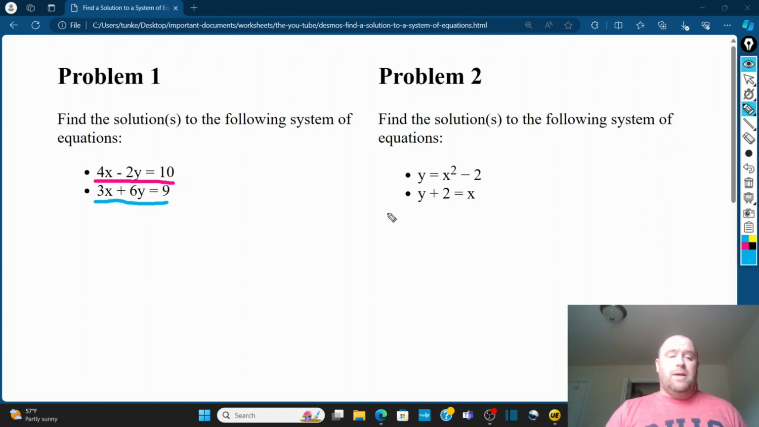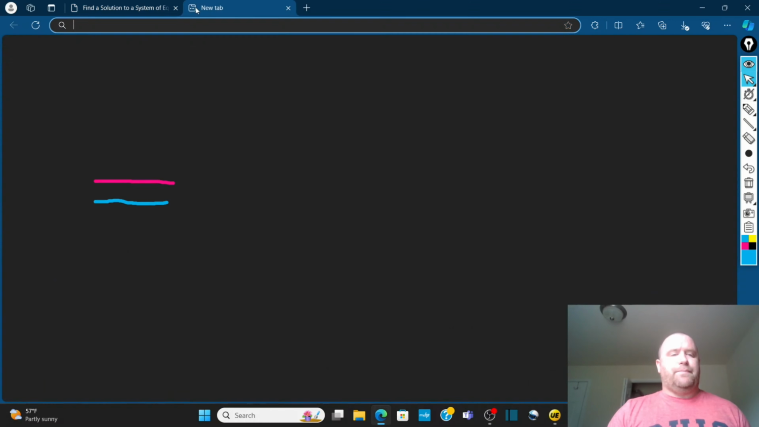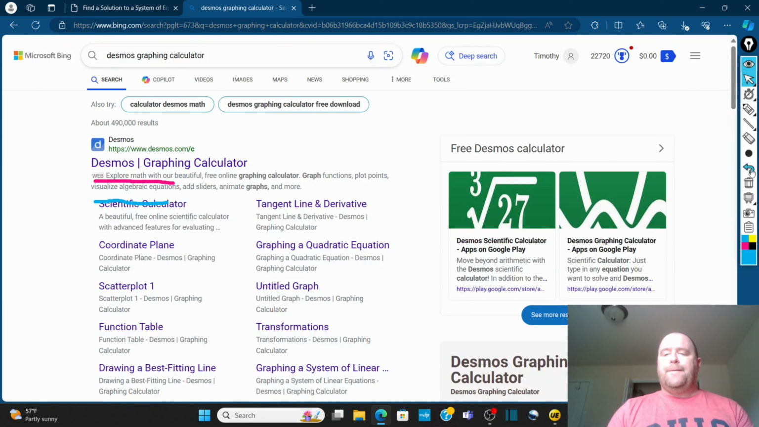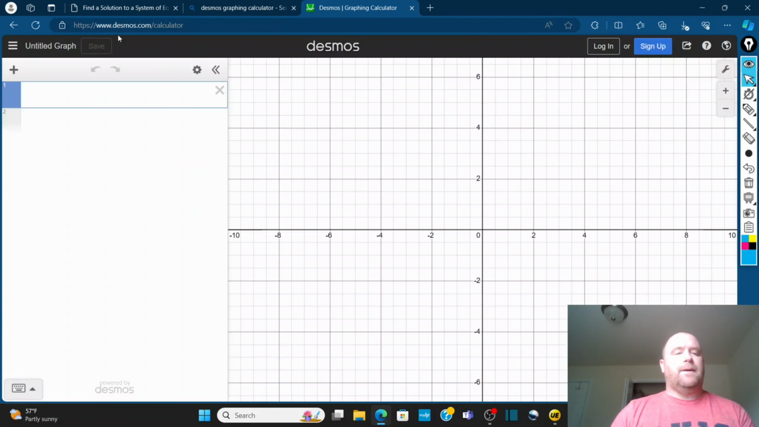So how are we going to do this? Well, we could multiply this top one by 3, then add them together, and the y's would cancel out, and then we'd figure out what x is, and then we could plug x back in to solve for y. And that would be the procedure we'd use without Desmos. But with Desmos, these are two linear equations, so there's going to be one solution, and it's going to be where they intersect. So let's do that. So I'm going to pull up Desmos graphing calculator here, and let's just enter them in.